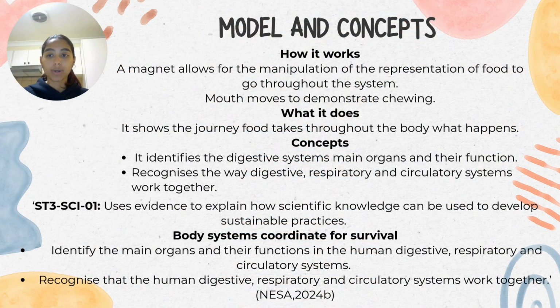The model's moving component worked by having a magnet manipulate a representation of food to move throughout the display, showing how the digestive system works. It also had a moving mouth that used split pins to demonstrate chewing. It should also be noted that students will be encouraged to follow the cross-curriculum priority of sustainability by using recycled materials such as cardboard to help make the models.